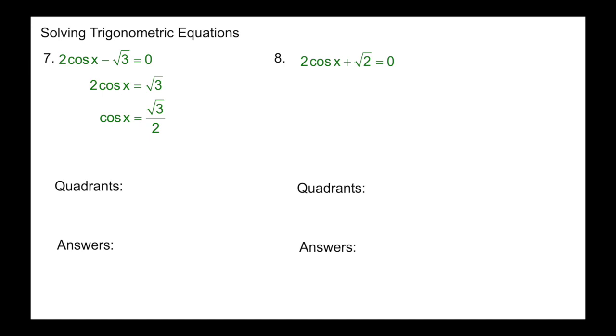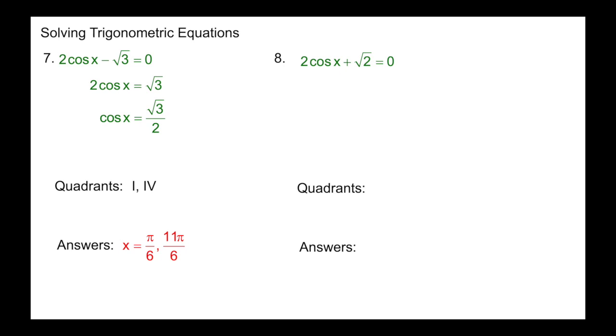So if the cosine value is positive, that is going to put us in the first and the fourth quadrants. From there, if our cosine value is root 3 over 2, our denominator is going to be 6. In the first quadrant, that's going to make that pi over 6, and in the fourth quadrant, we'll be looking at 11 pi over 6.